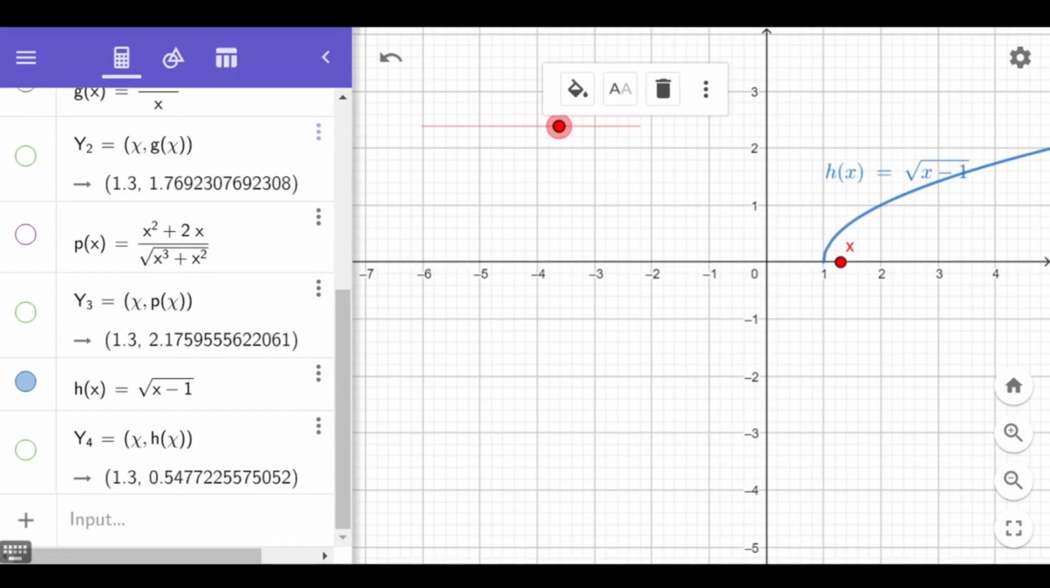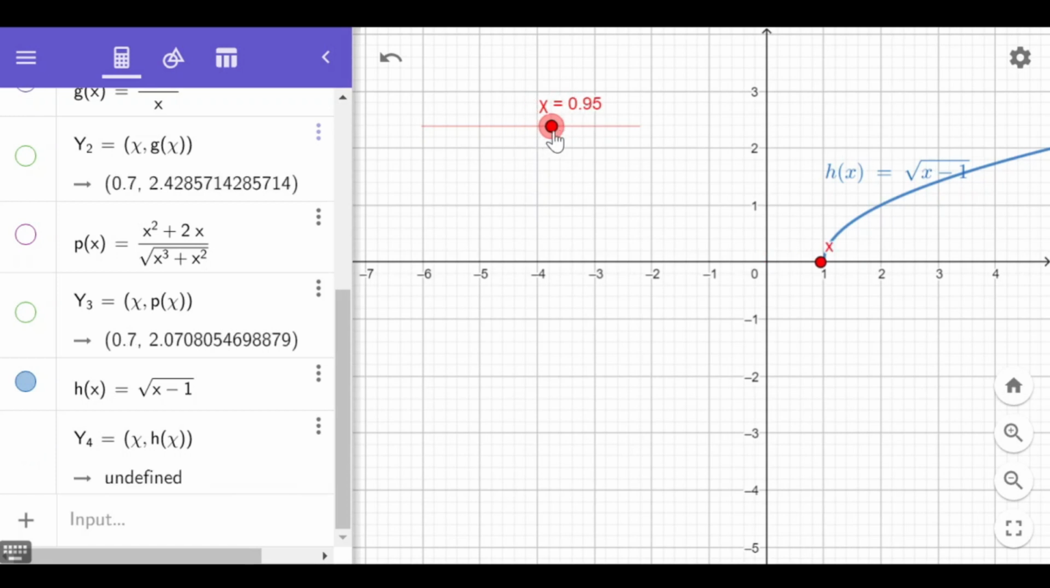right side or left side ni 1, so halimbawa ito, negative 0.25, nasa left yan ng 1, nagiging undefined yung h of x. Yan, 0.4 is at the left of 1, undefined. So, pero kapag sa right ng 1, pag pumuntang 1, merong value yung function. Actually, the value of the function is approaching a particular number.